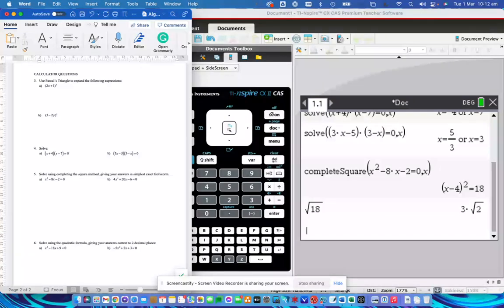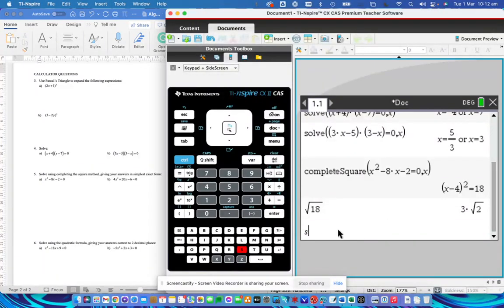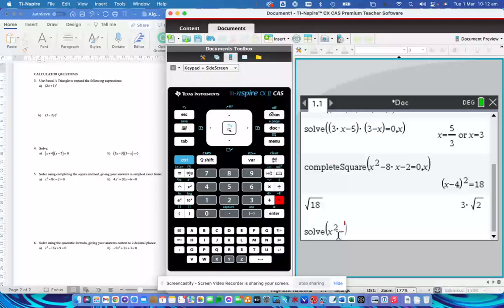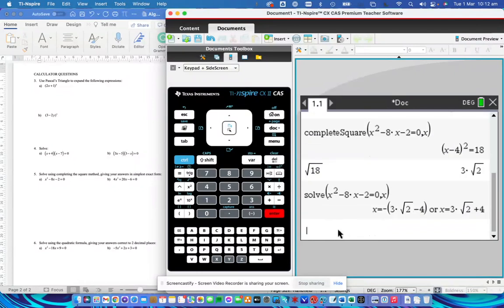I think I'm going to try it now, but as you see me do this, I'm trying it myself. I think if you solve this, it might give it to you in exact form as well, but I'm not sure. x² - 8x - 2 = 0 with respect to x. So you've got, yeah, it gives it to you in a weird way, but you've got negative 3 root 2 plus 4, or 3 root 2 plus 4. So it's basically 4 plus 3 root 2 and 4 minus 3 root 2. But you can see you have to interpret what the calculator's outputting.